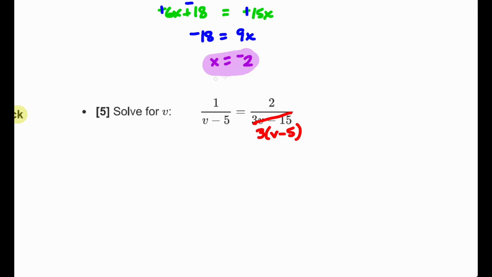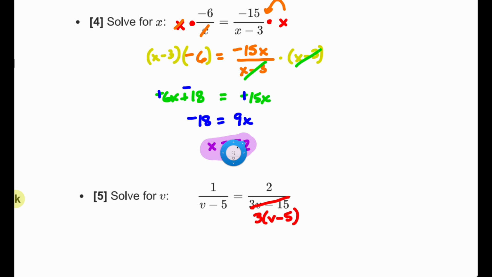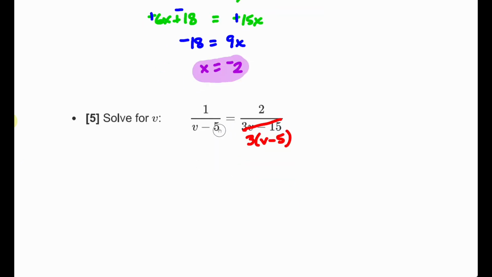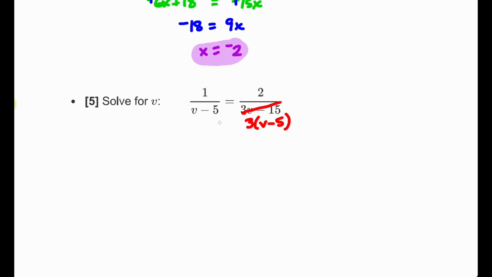We did not need to factor number 4. You notice there's nothing to really factor, so we didn't have to worry about that. But this one you can, so you should. Same rule as before, I'm going to multiply by the denominators. I'm going to multiply both sides by v minus 5.